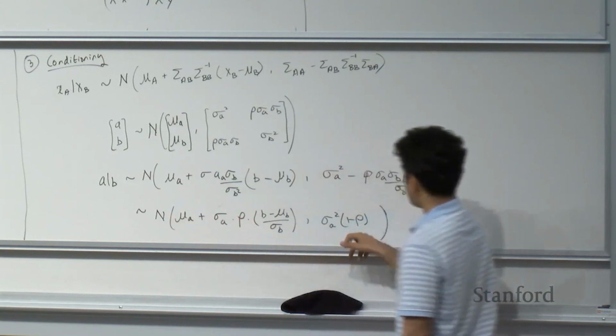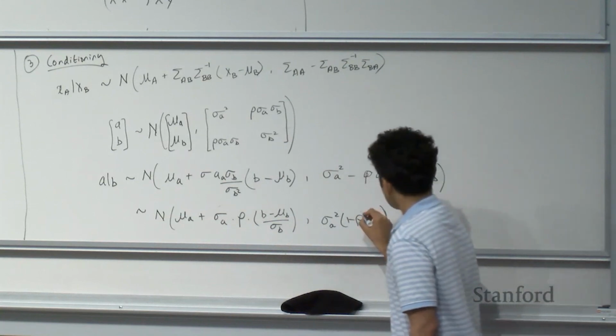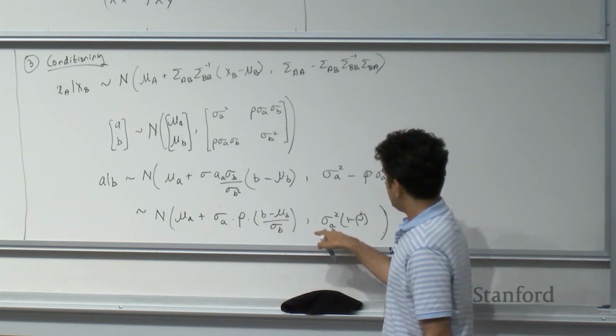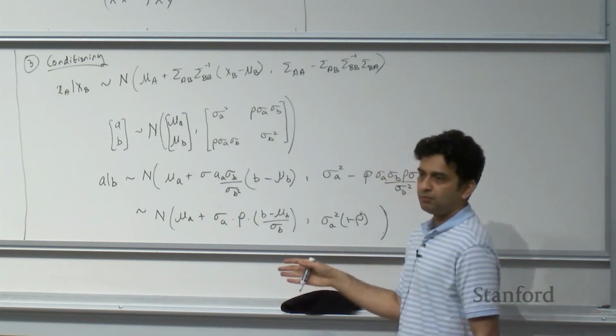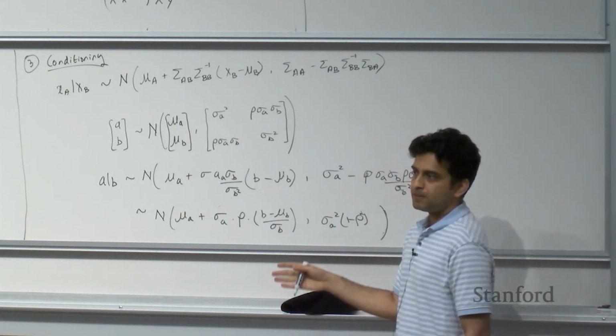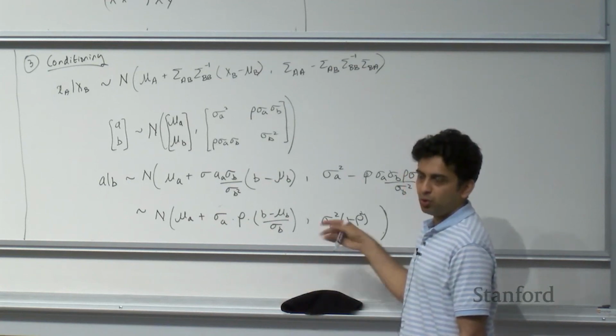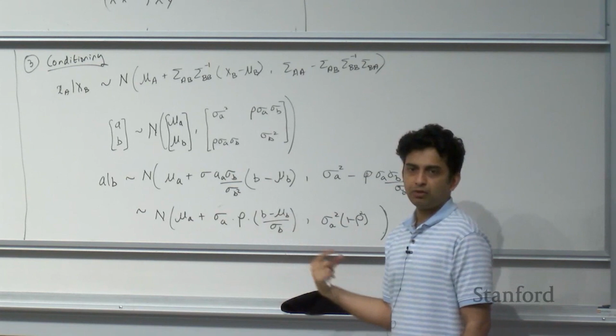Right? And what's happening here? By observing b, the variance of a reduces by a factor of 1 minus rho square, where rho is how much a and b are correlated.